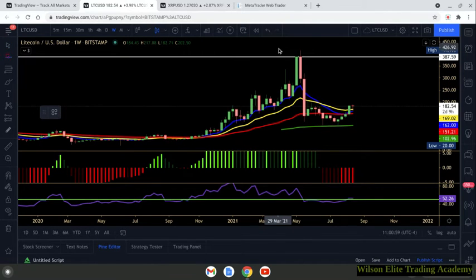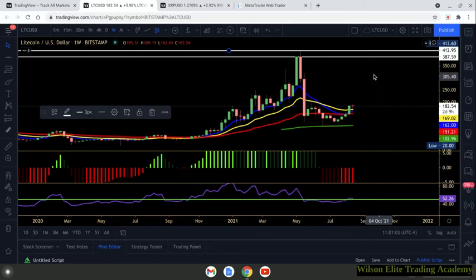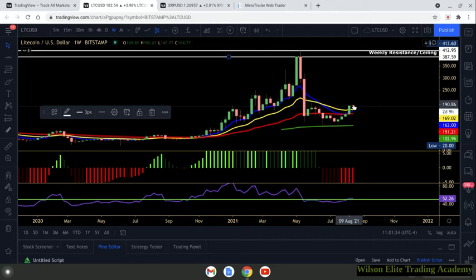387.59. And the highest point of the band, we want to mark that off. So I would then put weekly resistance slash ceiling. This is my zone. So I know if price ever comes back up here, this is someplace I need to look.